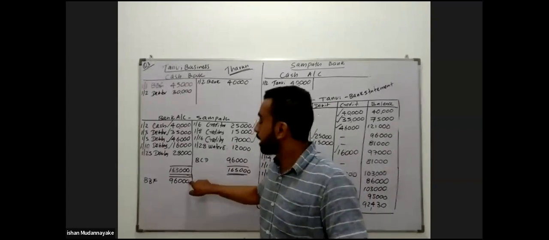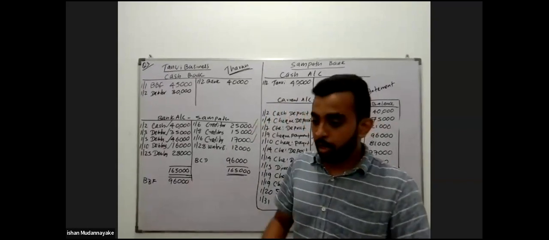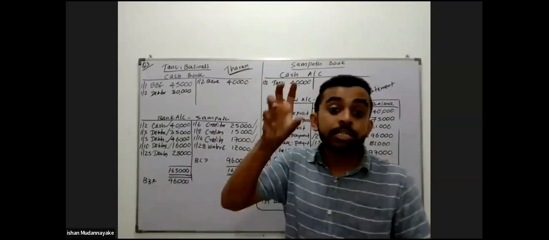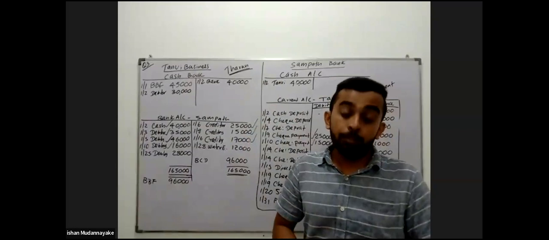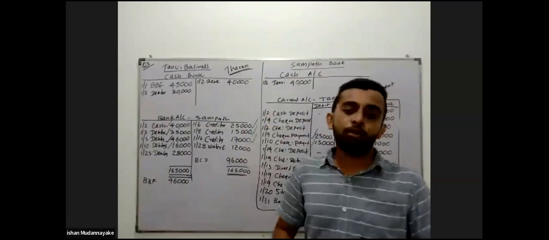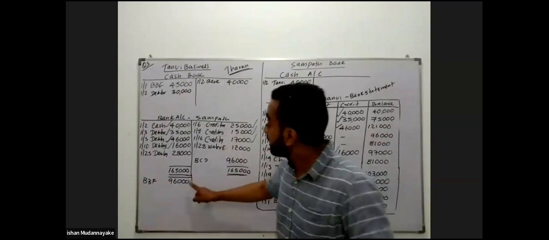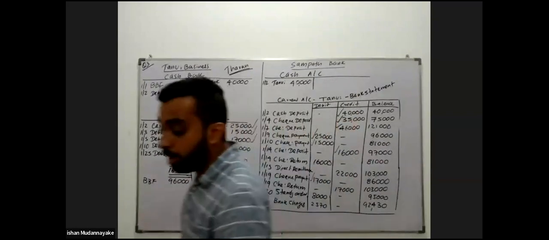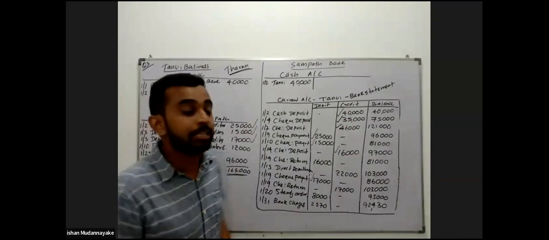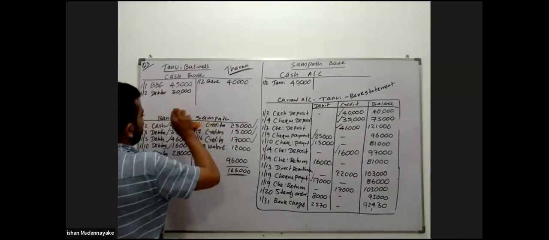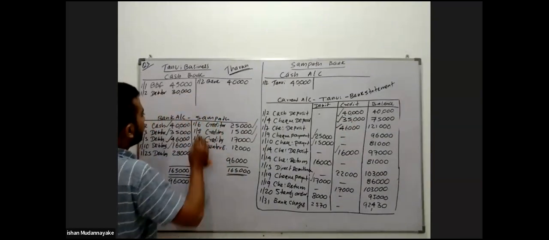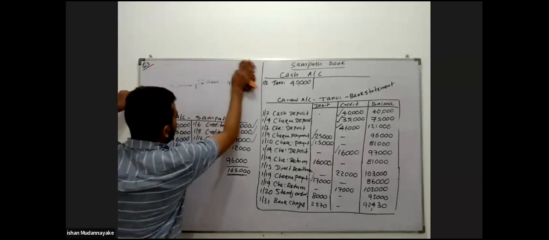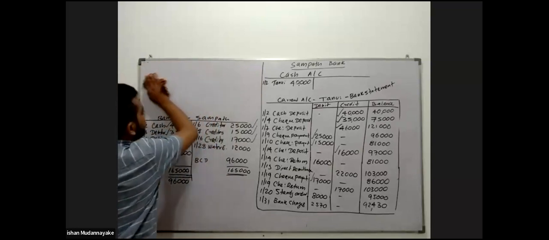Now Tarun needs to correct this bank balance. How to correct? By preparing an adjusted bank account. Here I don't have enough space, therefore I will draw the adjusted bank account here.